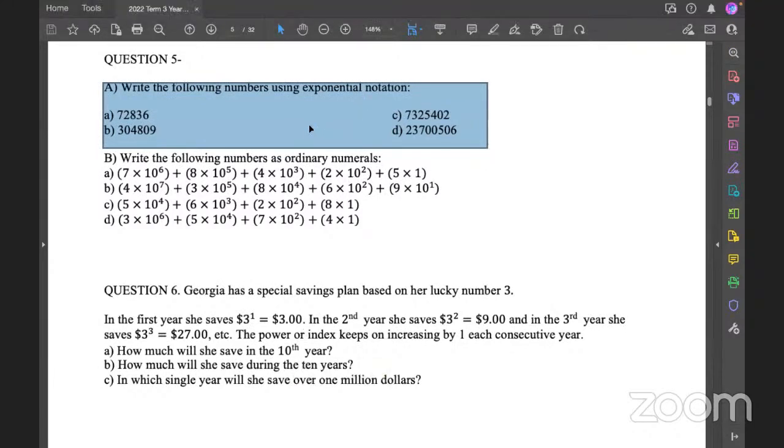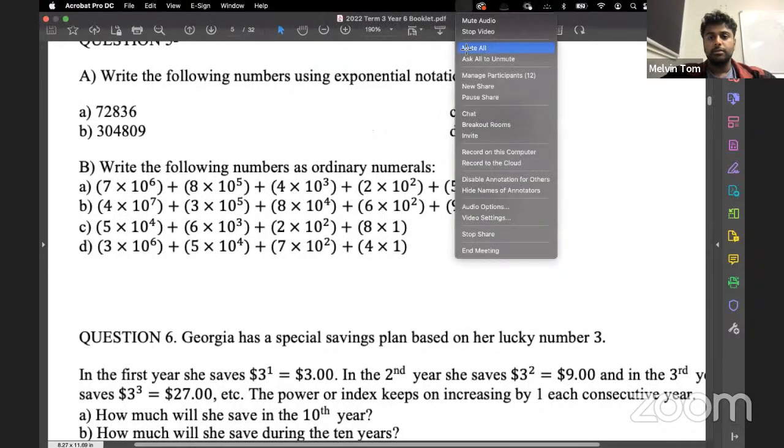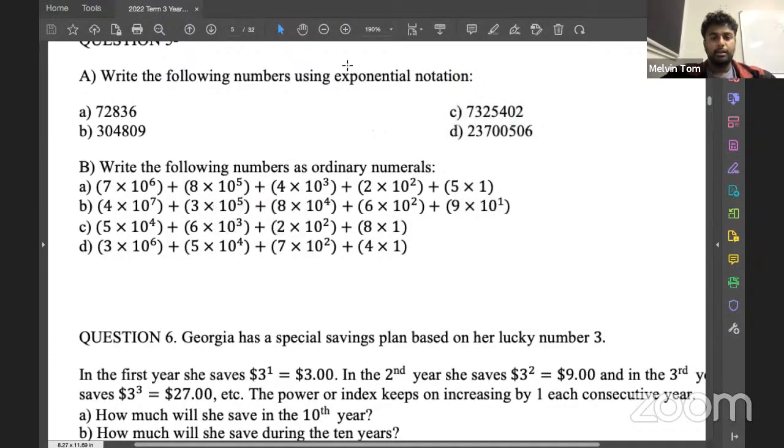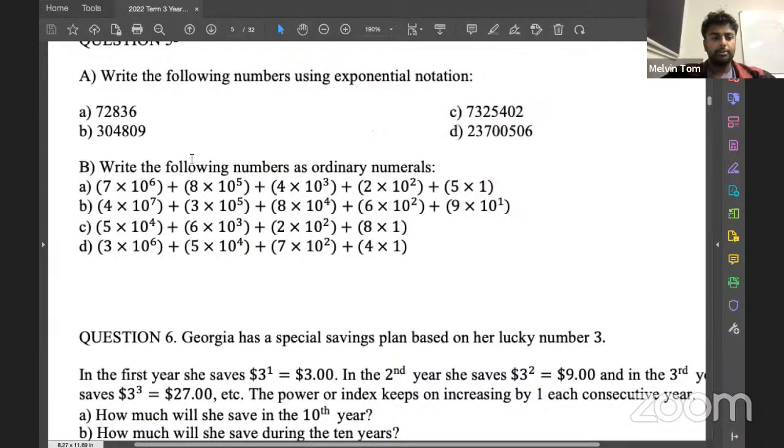Sounds good. So basically, exponential notation is when you expand the numbers into essentially indices. For example, I'll do an easier example. 186 is the same as 100 plus 80 plus 6. Do you guys understand? Do you guys get the logic?